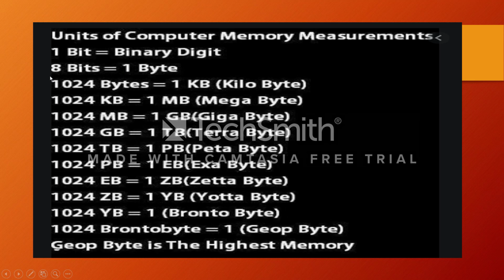Okay. Now children, when we have 1024 bytes, that will be equal to 1 kilobyte. Then 1024 kilobytes will be equal to 1 megabyte. Then 1024 megabytes will be equal to 1 gigabyte. And 1024 gigabytes would be equal to 1 terabyte. Now children, in your syllabus, you have only up to terabyte. There are further larger memories available, but for our information we are only supposed to study up to terabyte.